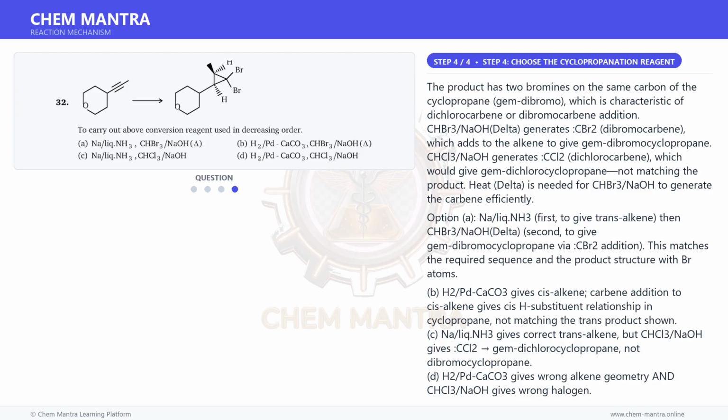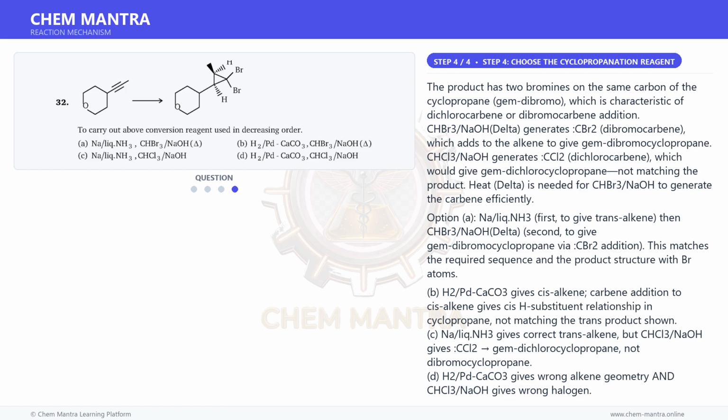And for the final step, the product has two bromines on the same carbon of the cyclopropane, gem-dibromo, which is characteristic of dichlorocarbene or dibromocarbene addition. CHBr3/NaOH, delta, generates CBr2 dibromocarbene, which adds to the alkene to give gem-dibromocyclopropane. CHCl3/NaOH generates CCl2 dichlorocarbene, which would give gem-dichlorocyclopropane, not matching the product. Heat, delta, is needed for CHBr3/NaOH to generate the carbene efficiently.